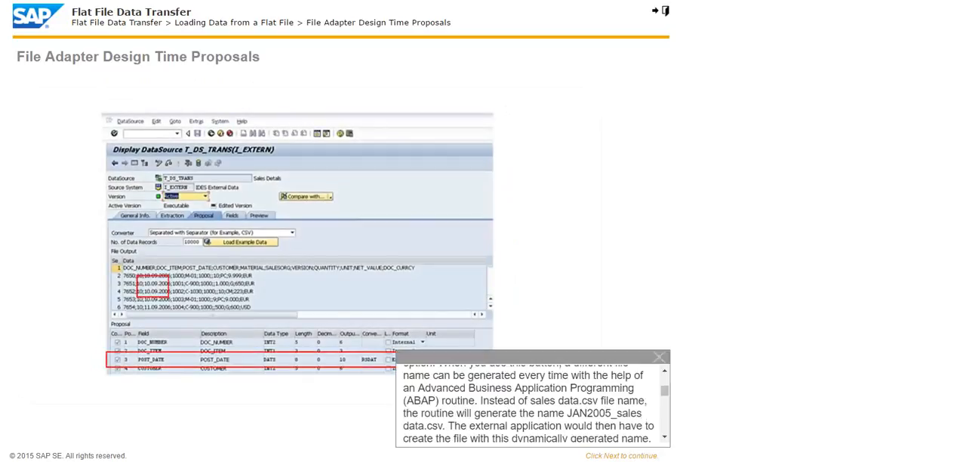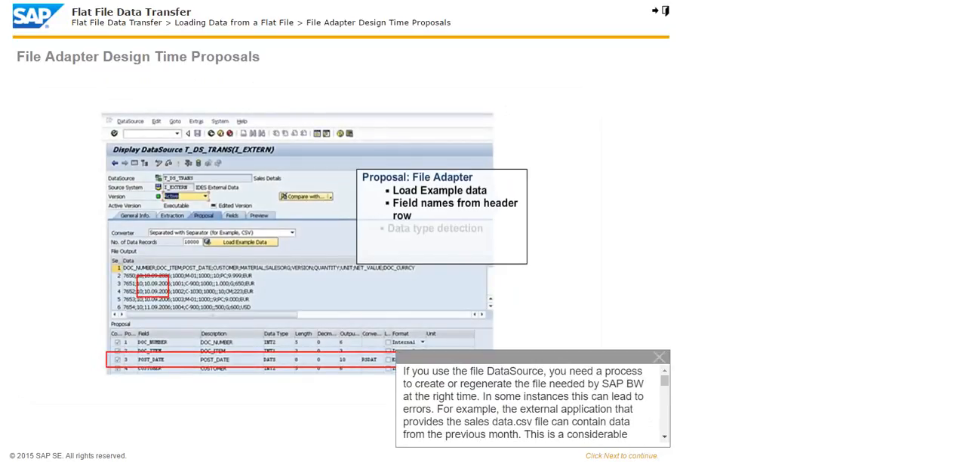If you use the file data source, you need a process to create or regenerate the file needed by SAP BW at the right time. In some instances, this can lead to errors. For example, the external application that provides the sales data.csv file can contain data from the previous month. This is a considerable problem because SAP BW loads the wrong data, and this might not even be noticed.